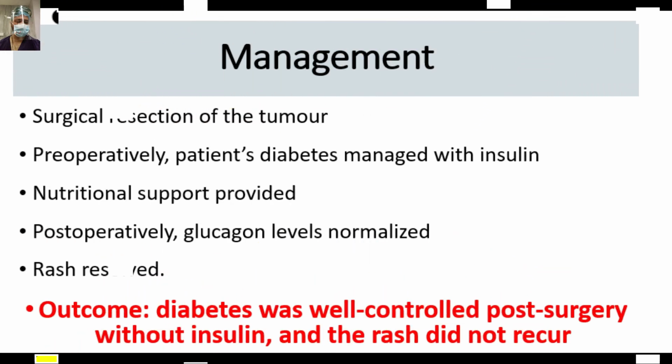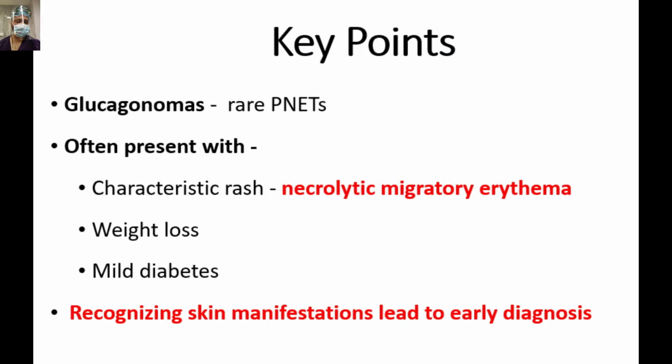So we did the surgical resection for this patient. The diabetes was managed with the help of insulin in the pre-op stage. Nutrition was improved. In the post-op stage, glucagon level normalized, the rash resolved, and diabetes was well controlled post-surgery without insulin, and the rash did not recur. So the key point for glucagonoma is that it's a rare PNET, extremely rare.